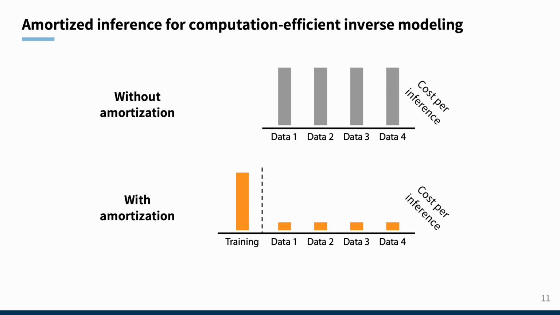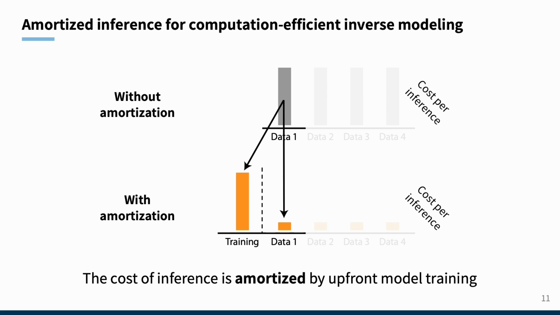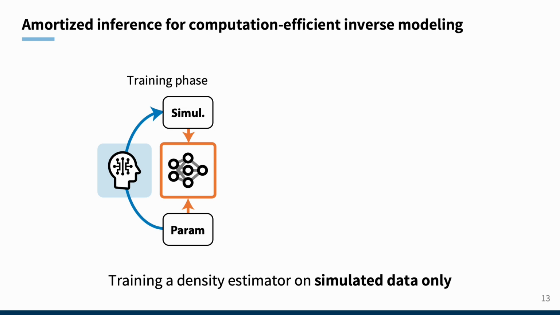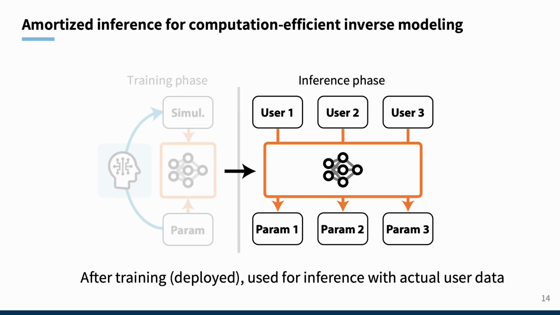Without amortization, the cost of inference can be high for every new observation. But with a density estimator, inference costs are amortized by upfront model training. And then this amortized cost is reusable for every new inference, making it easy to scale up. In our inverse modeling process, we train a density estimator using only the simulated data from the user model. The trained density estimator is then deployed to infer actual user data at a significantly reduced computational cost.